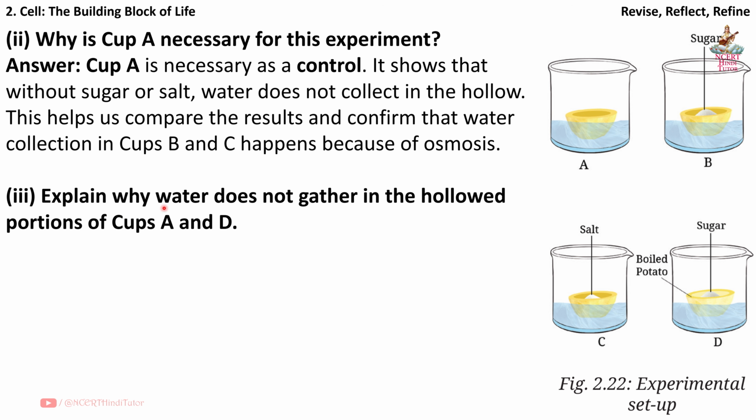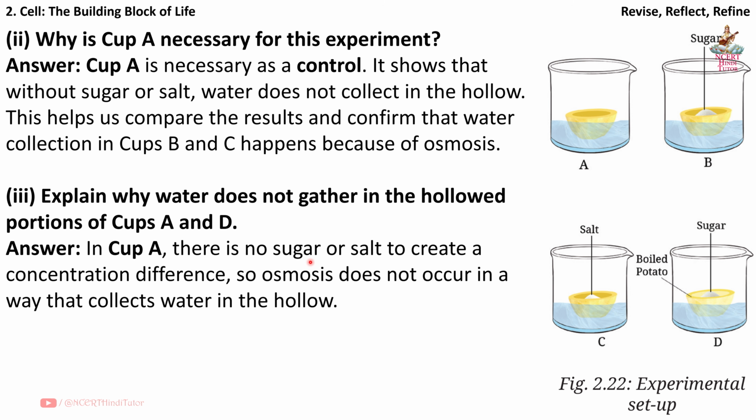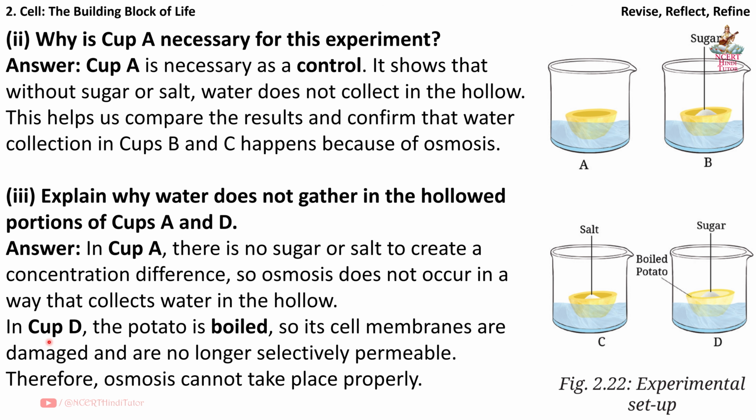Third, explain why water does not gather in the hollowed portions of cup A and D. Answer: in cup A, there is no sugar or salt to create a concentration difference, so osmosis does not occur in a way that collects water in the hollow. In cup D, the potato is boiled, so its cell membranes are damaged and are no longer selectively permeable. Therefore, osmosis cannot take place properly.